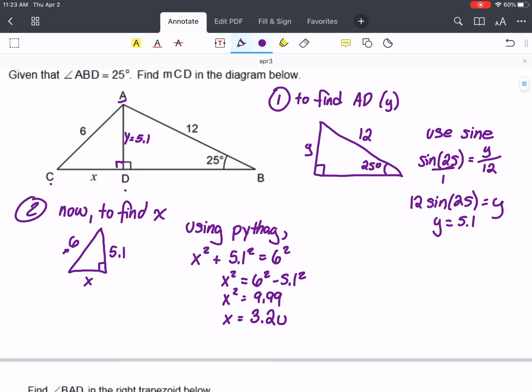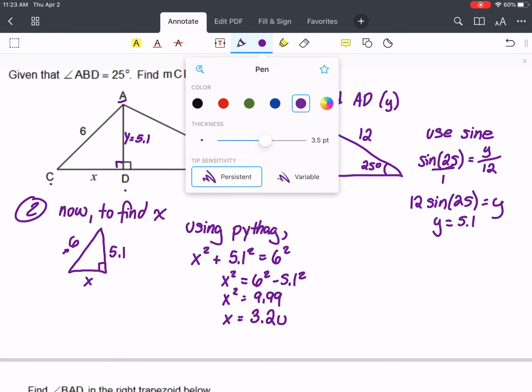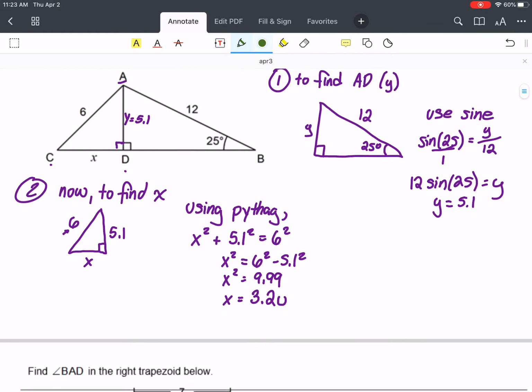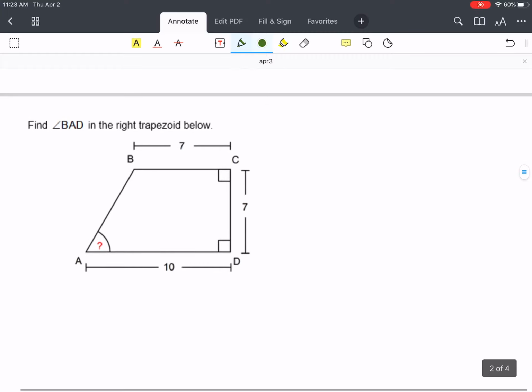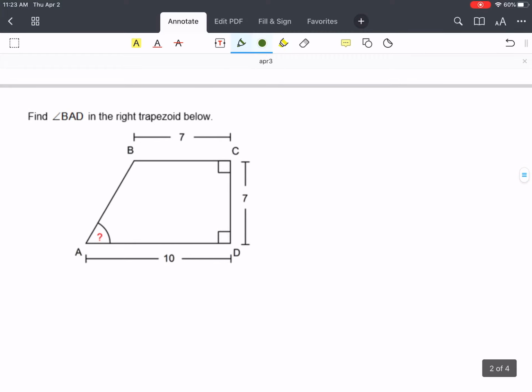Again, I know that I'm going through this moderately quickly. Make sure, take the time, pause, make sure that the individual steps make sense. Maybe do it, following along if you can. All right, next question. Find angle BAD in the right trapezoid below.